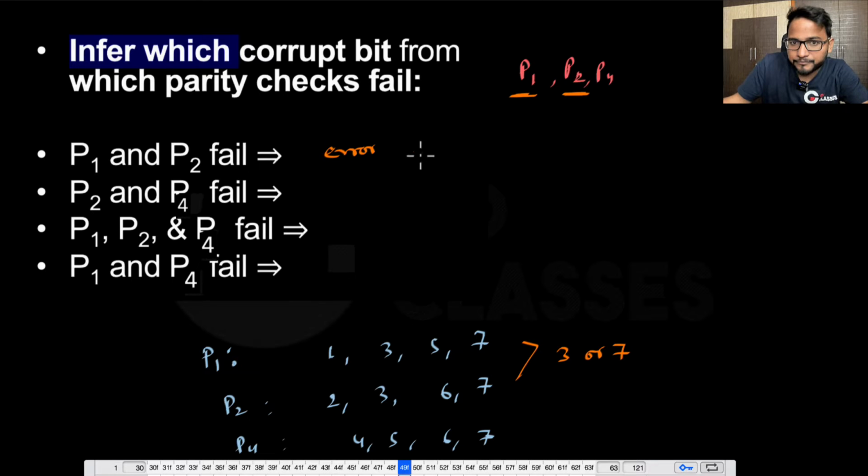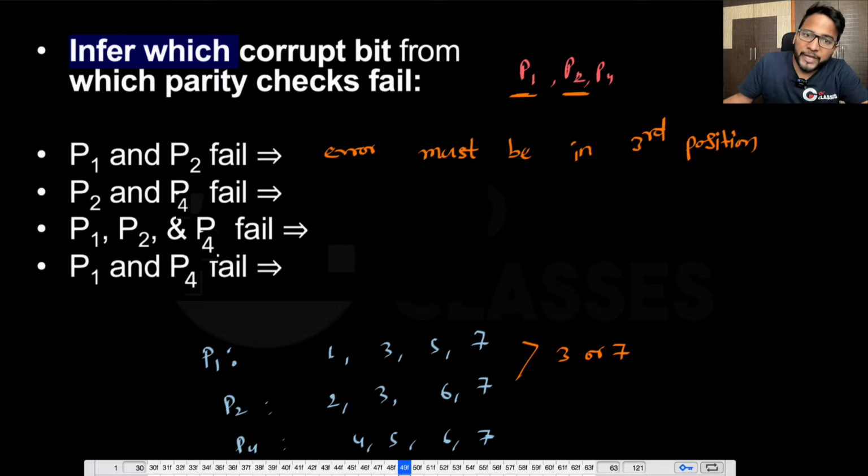The error must be in the third position. So what I'm telling you is that based on which parity bits are passing and which are failing, you can tell the error position.